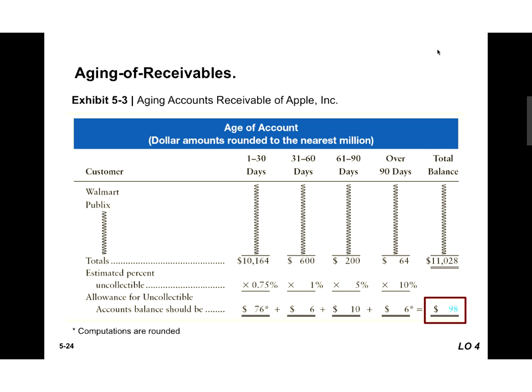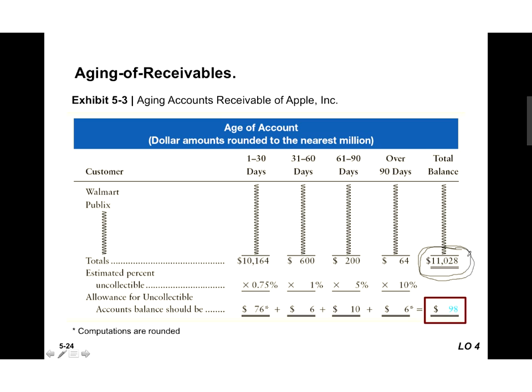I'll draw on the screen so you know what I'm pointing to. The allowance account balance, they're calculating, okay, their total accounts receivable is $11,028. It's in millions, but $11,028 is their total accounts receivable right here. You don't need the equation. Let's just concentrate on this because you're not going to have to calculate it. So the total balance is $11,028.